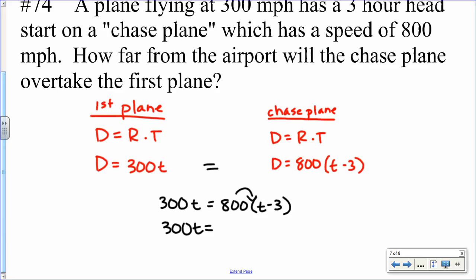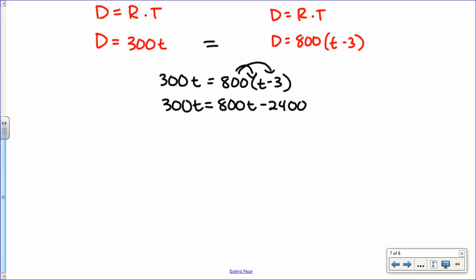So 800T minus 2400. If I subtract 800T, I get negative 500T equals negative 2400. Again, with the word problems, the decimals are fine as long as you're not having to round. But those should be exact.